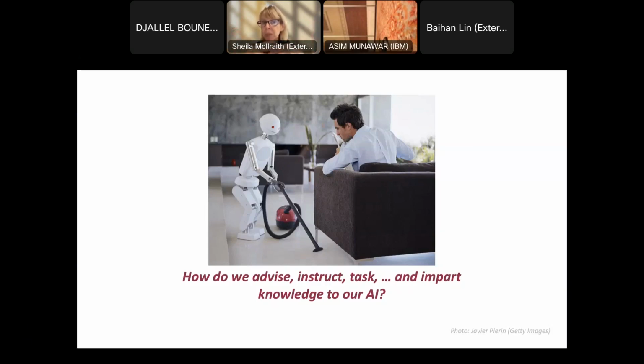It has some knowledge of the home, but still, just like a human being that we might hire to come into our home, we really want to be able to personalize, advise, instruct, and task that agent, that robot, or that human being, and to impart knowledge to them about any additional information about our environment. So how do we actually advise, instruct, task, and impart knowledge to our AI agent? And how does an AI utilize this knowledge to learn and to act? Those are some of the questions that we're going to explore today.